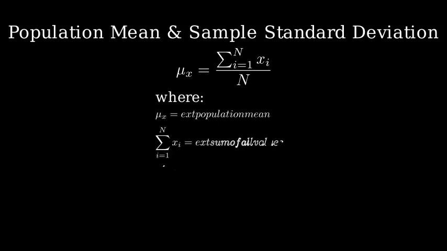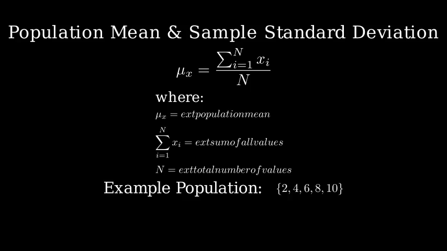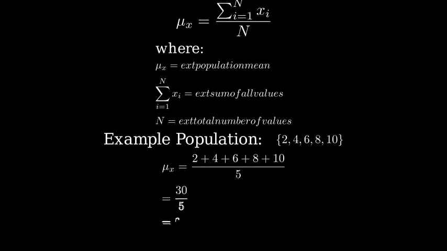The formula for population mean is the sum of all values in the population divided by the total number of values, capital N. Let's look at an example. Suppose we have a population of 5 numbers, 2, 4, 6, 8, and 10. To find the population mean, we add these numbers and divide by 5.